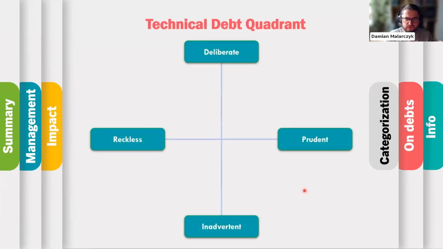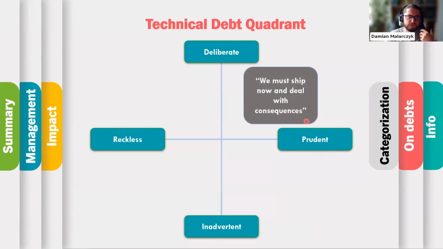There is another approach to categorizing debt, and it's not by domain, but rather by its nature. What you can see here is a technical debt quadrant proposed by McConnell and Fowler, and they split debt into 4 categories. On the x-axis is whether the debt was taken recklessly or prudently, and on the y-axis, whether it was taken inadvertently or deliberately. So let's go through each of them.